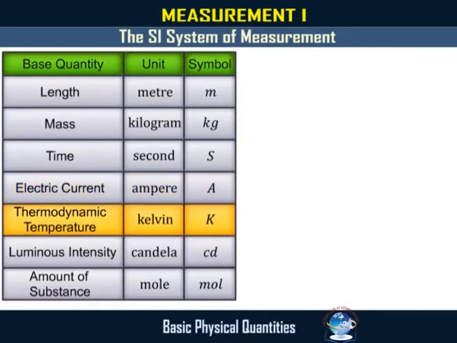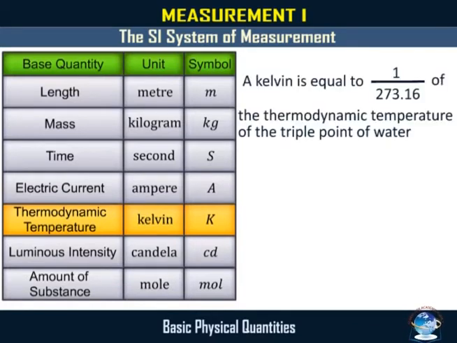Thermodynamic temperature is measured in Kelvin, denoted by the capital letter K. A Kelvin is equal to 1 over 273.16 of the thermodynamic temperature of the triple point of water.